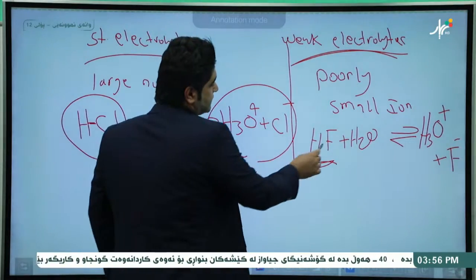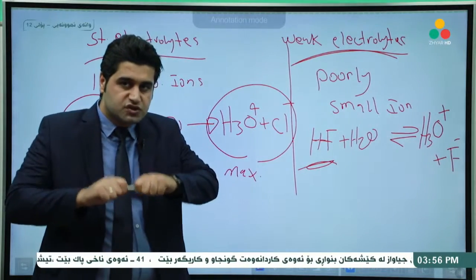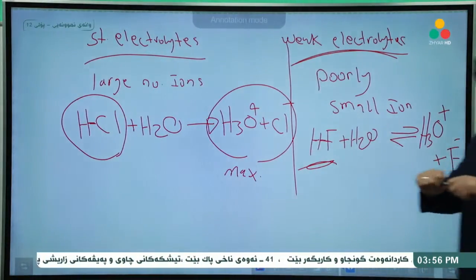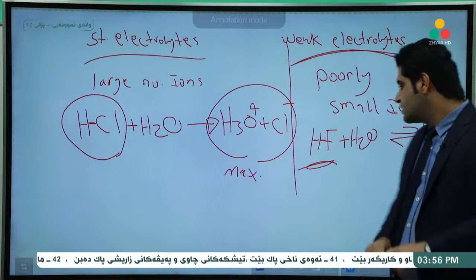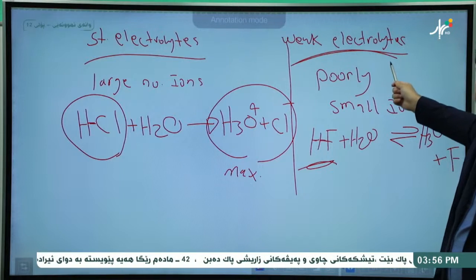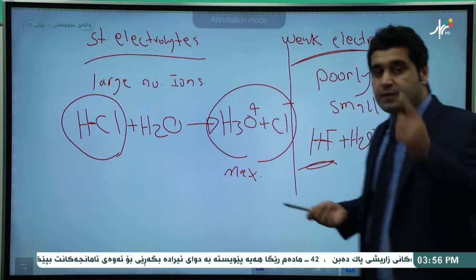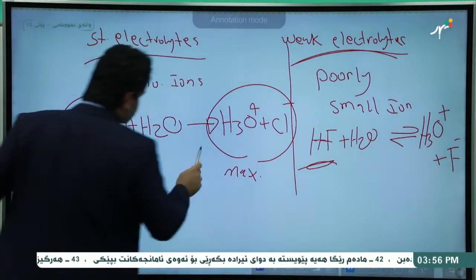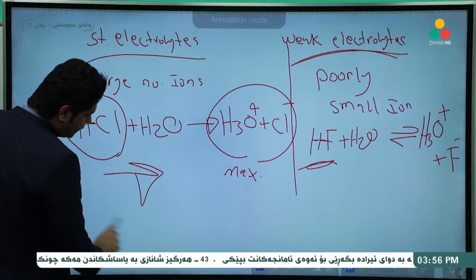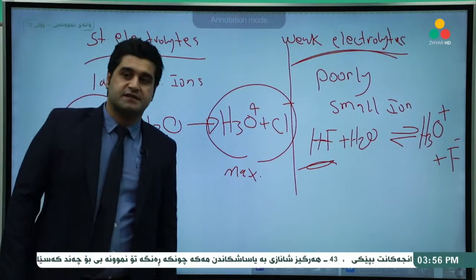But in here, because of the strong attraction force between hydrogen and fluorine, the bond is too strong, so only a trace number of ions can be produced. That's why the aqueous solution of weak electrolytes can conduct electricity poorly. The point is that the reaction arrow for strong electrolytes is a single arrow and for weak electrolytes is a double arrow, which is a reversible arrow.